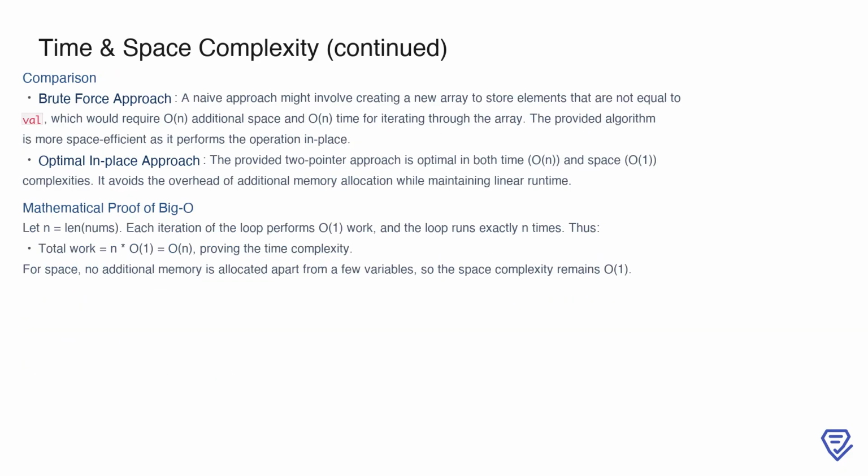Let's compare this algorithm to a brute force approach. A naive method might involve creating a new array to store the elements that are not equal to val.